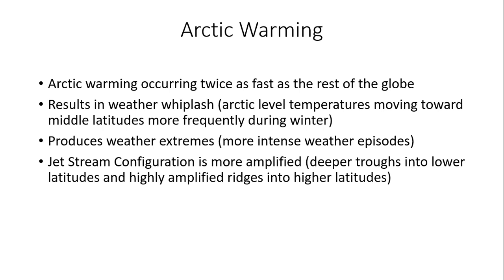In addition, that jet stream configuration is going to become more amplified. It's going to weaken and become more amplified. So it's very possible we'll see deeper troughs more frequently into the lower latitudes during the winter season, and more highly amplified ridges sending anomalously warm air into higher latitudes if this continues.